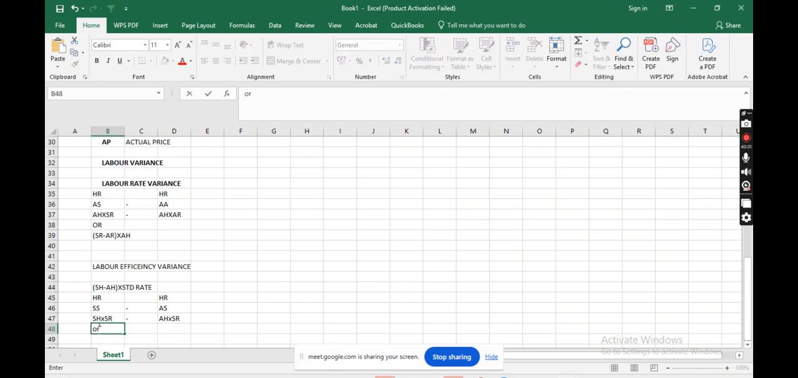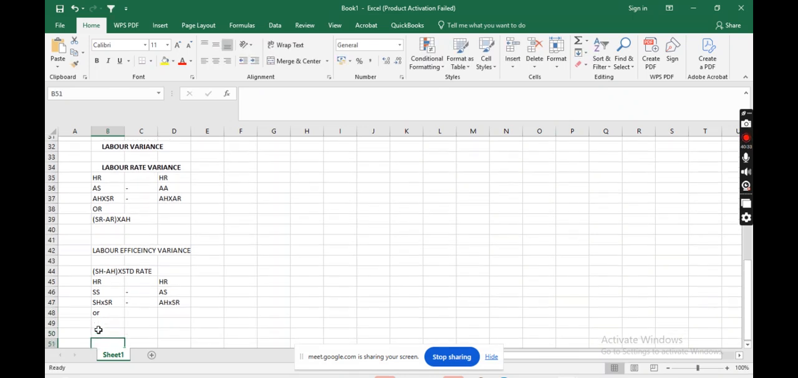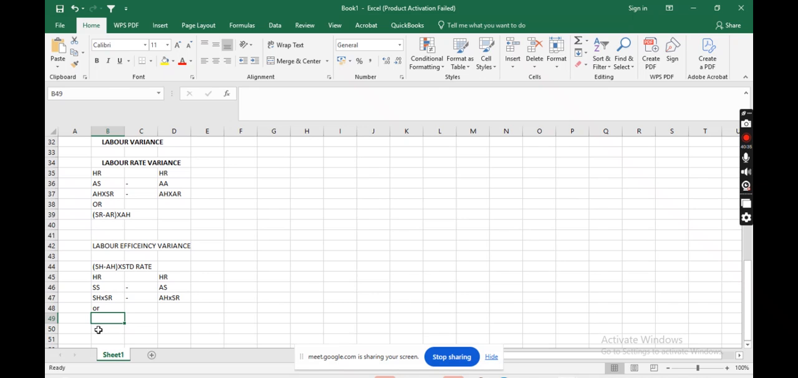You can leave it like this, or you can say, which one is common in this part? What is common here is the standard rate. So you can have the standard hours minus the actual hours times the standard rate. Can you see that it is still the same thing?